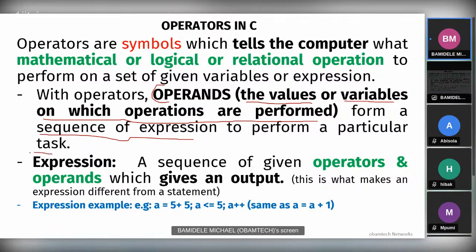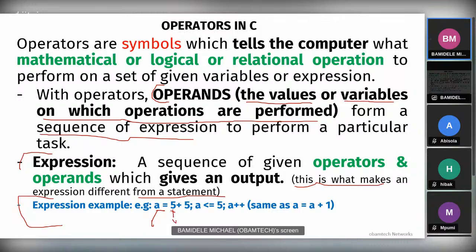So, what is an expression? A sequence of given operators and operands. An expression is a set of given operators and operands, and an expression must always give an output. And there is always a difference between an expression and a statement. So, an example of an expression is a = 5 + 5. Now, what are the operands here? a is an operand, it is a variable, it is an operand.